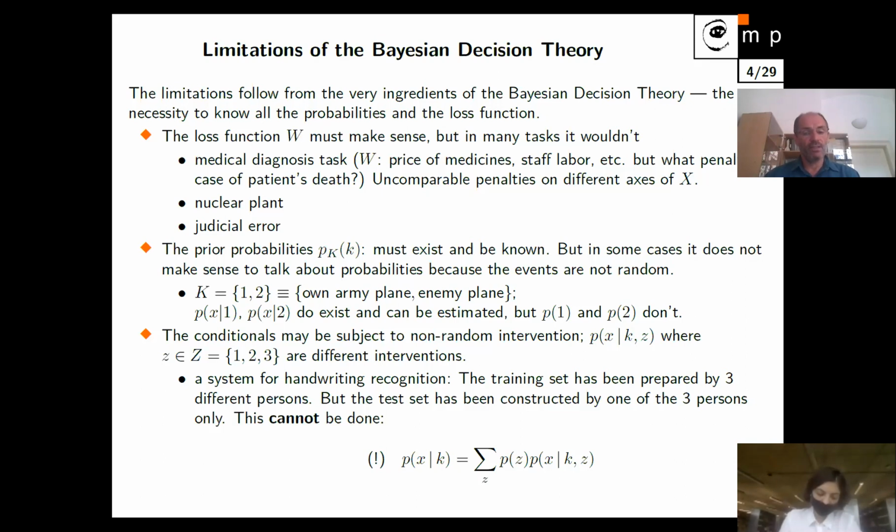So for instance, you will say, okay, what is the cost? And what is the probability of saving the life? And then maybe there is a threshold.